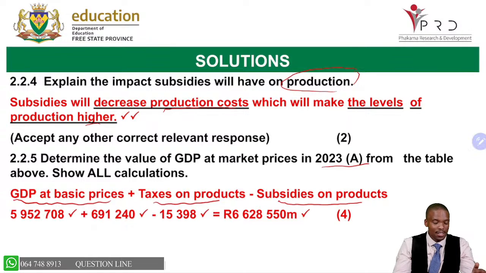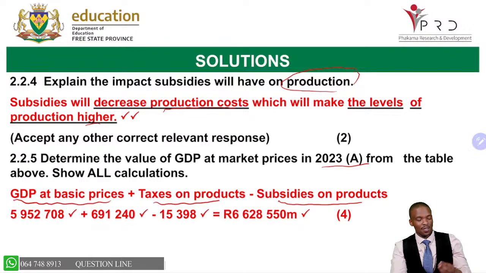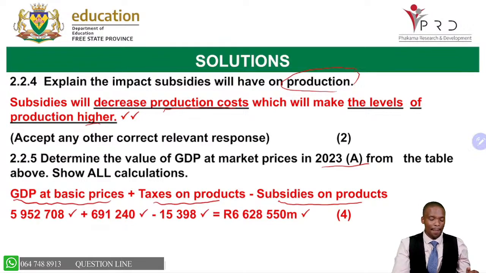5,952,708 plus 691,240 minus 15,398. It will give us 6,628,550 million.